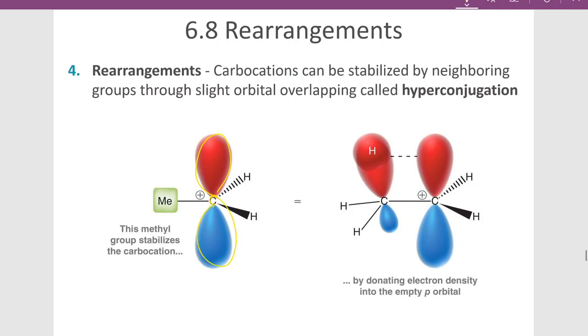That empty p orbital is missing 2 electrons. That carbon is electron deficient. It only has 6 electrons around it. And so it wants to be stabilized by something. And so we have this methyl group next door.